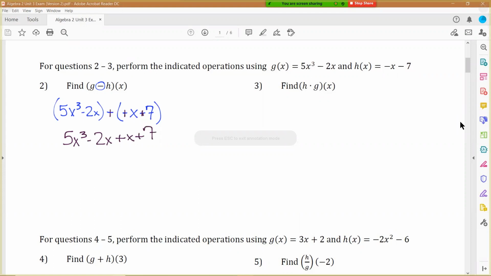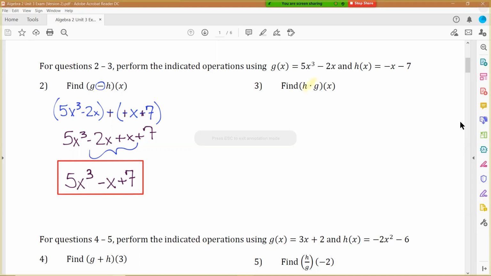What do you think we need to do? Yep, combine like terms in the middle. So we're going to combine the negative 2x and the positive x to get our final answer of 5x to the third minus x plus 7. Final answer. Questions on that one? So just a subtraction problem, watch out, distribute that negative before you combine like terms.